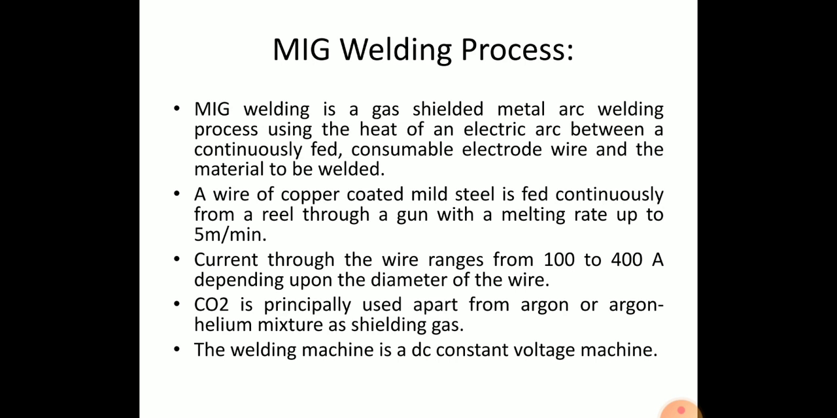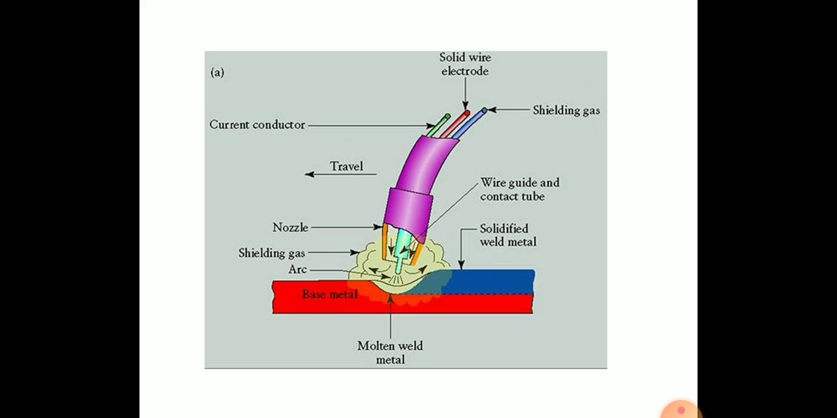Normally, DC machines are used for metal arc welding with electrode positive. This increases the metal deposition rate and also provides a stable arc and smooth metal transfer. For the semi-automatic process, the arc length is maintained constant by using the principle of self-adjusted arc, or self-controlled arc. So in the figure, the consumable wire is a solid wire electrode, with current conductor, shielding gas, the wire guide and the contact tube, solidified weld metal, nozzle, shielding gas, base metal, and molten weld metal.